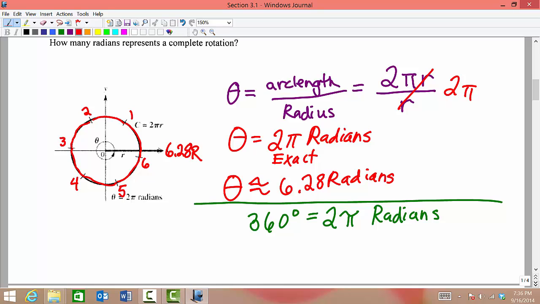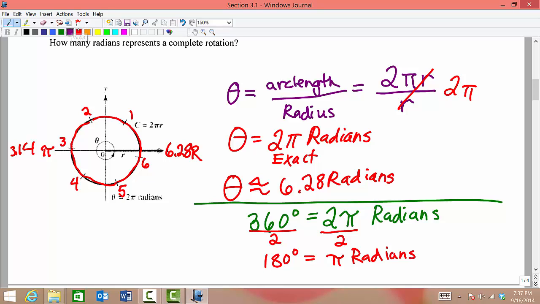Now, if I divide both of these sides by 2, I get 180 degrees is equivalent to pi radians. So half a rotation is actually equivalent to pi radians. And that makes sense because a half rotation was a little bit more than 3 radians, and pi represents 3.14.